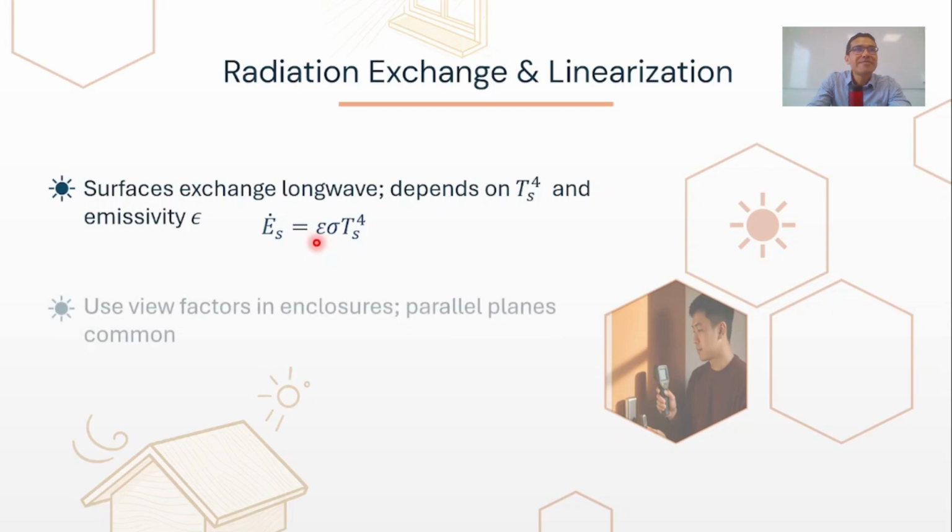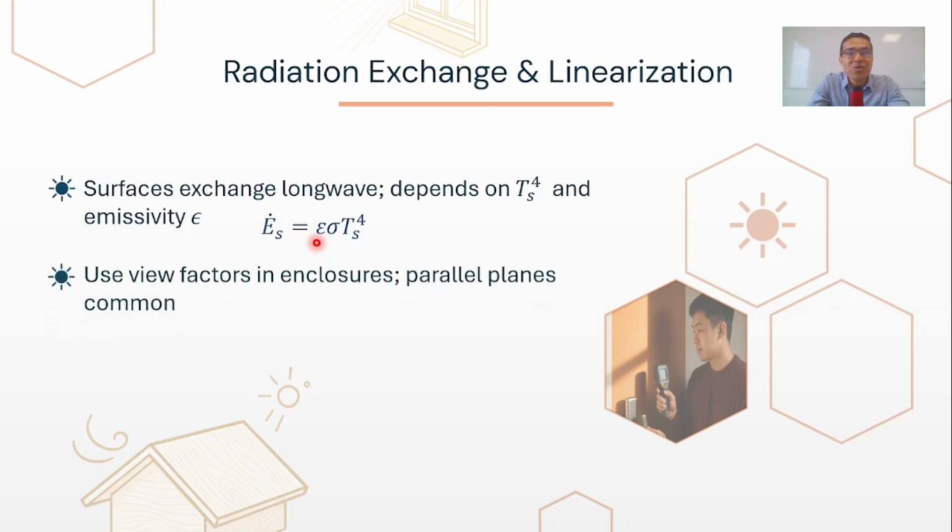Then in building simulations, we use something called view factors to figure out how much one surface sees another. Imagine you're standing in a room. You can see a certain portion of the walls, ceilings, and floor. The view factor is a number that describes that relationship.